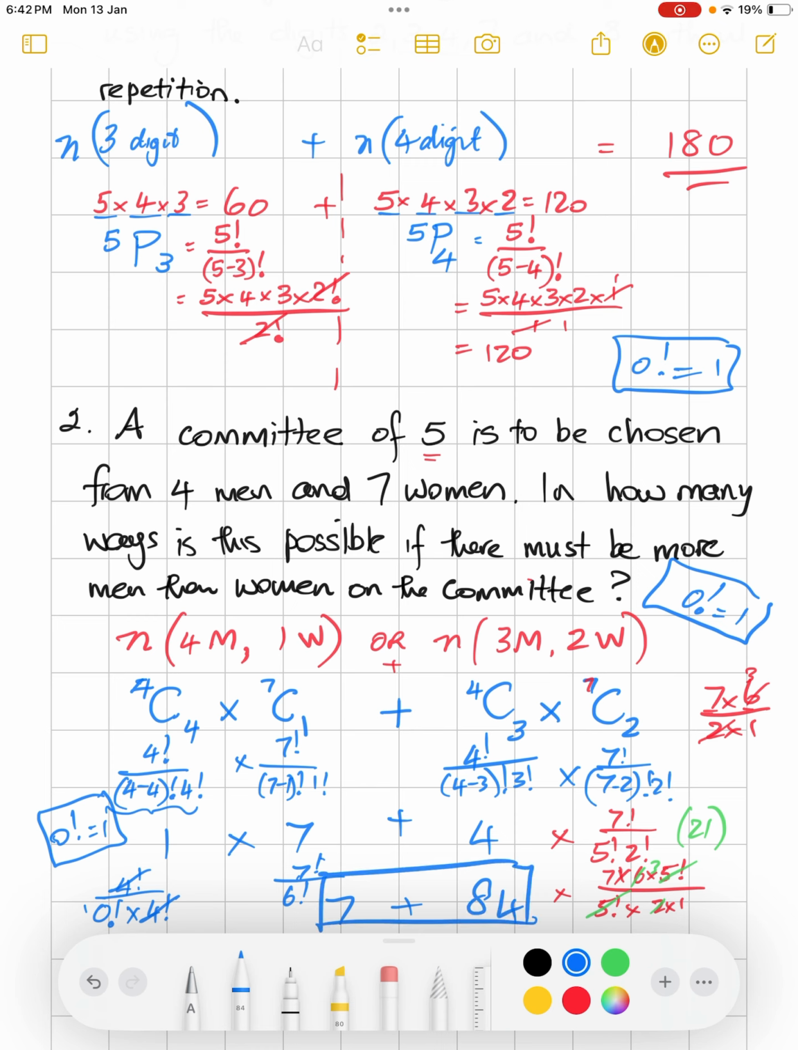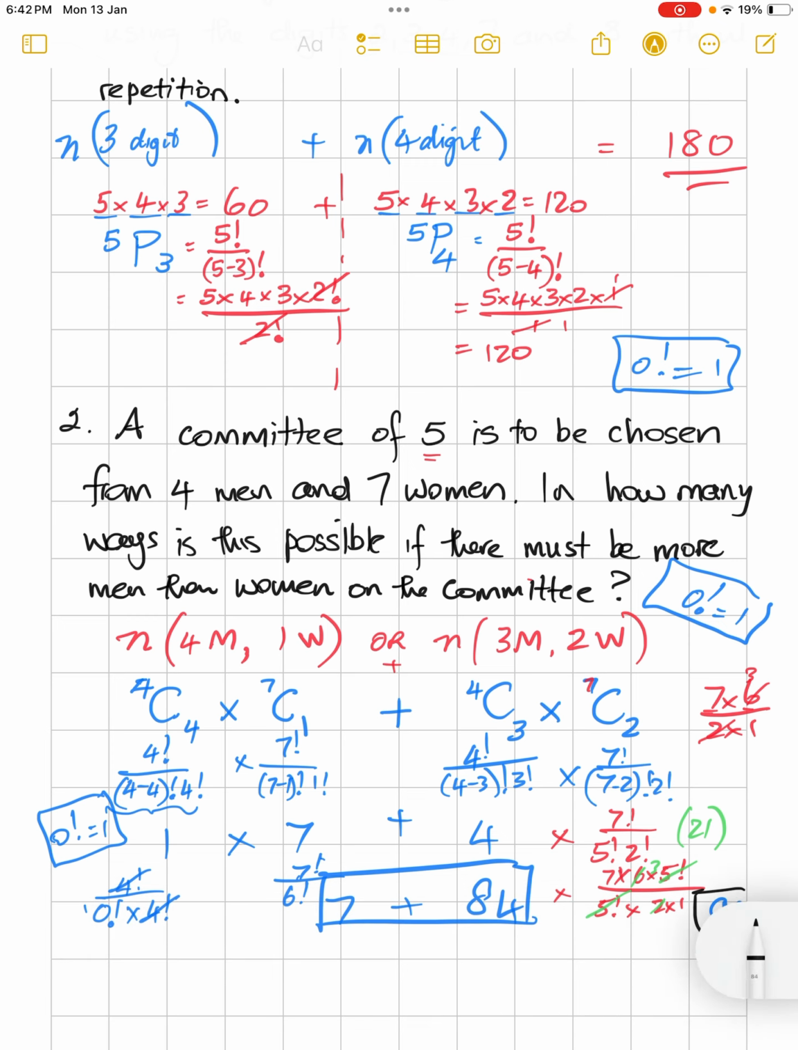So here we're going to get a total of 91 is the total number of ways that can happen.